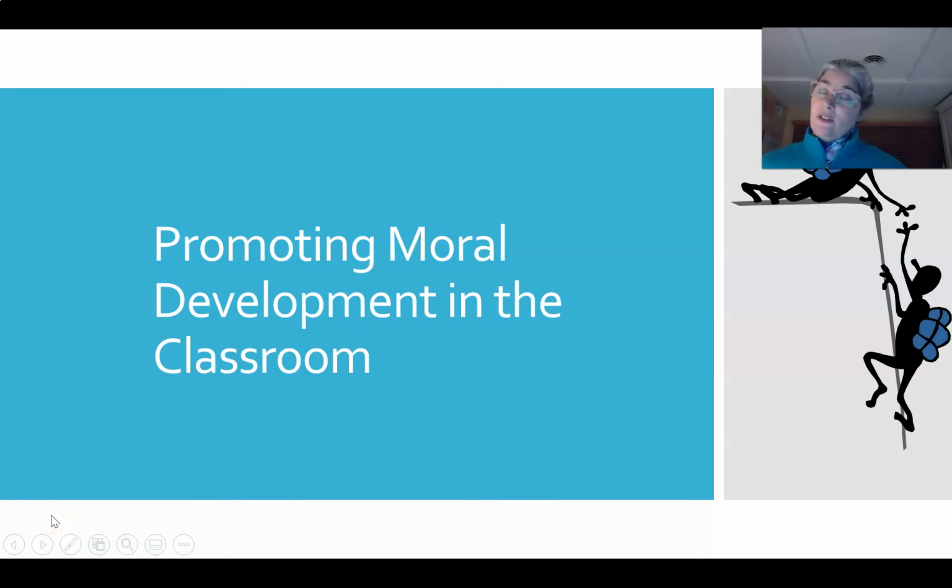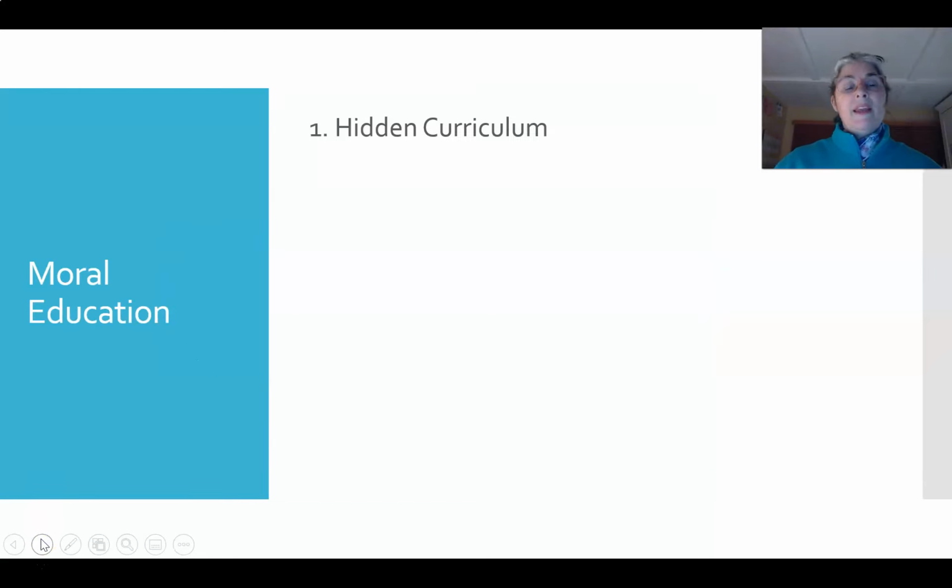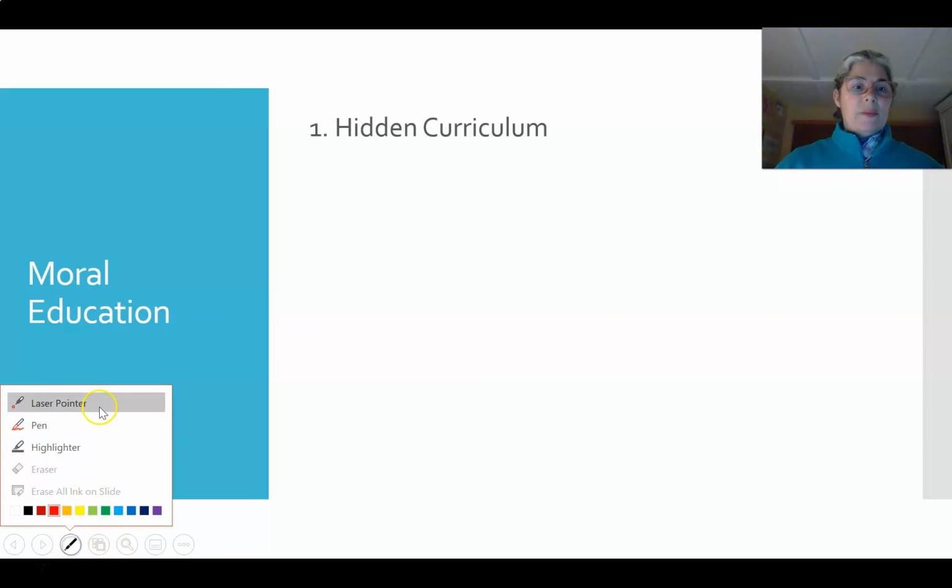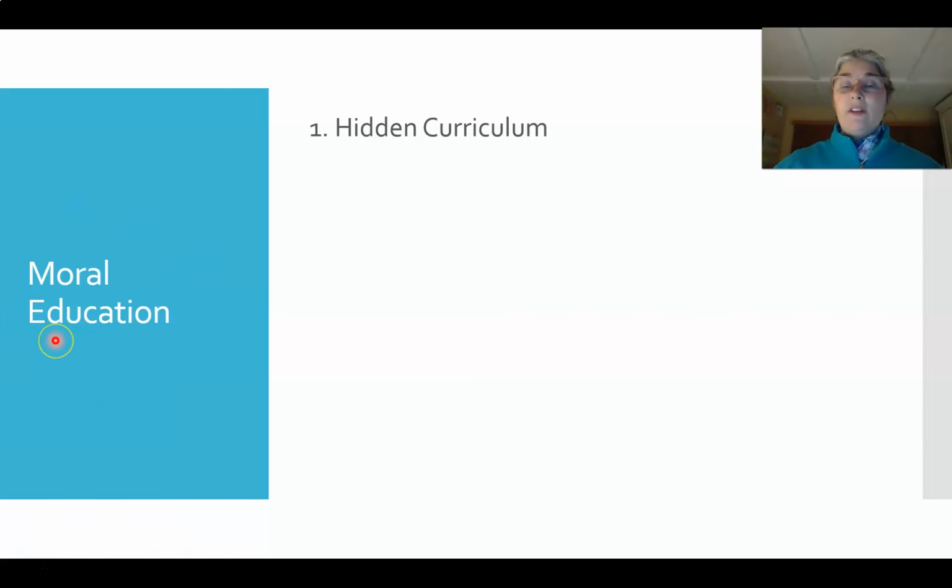Because as teachers, not only do we want our students to learn our curriculum, but we also want to help them become better people. How can we do that? The first thing I want to do is take a look at, and let me get my laser pointer, under the heading of moral education. What are some approaches that schools use to do this? And we're going to look at 4 of them.